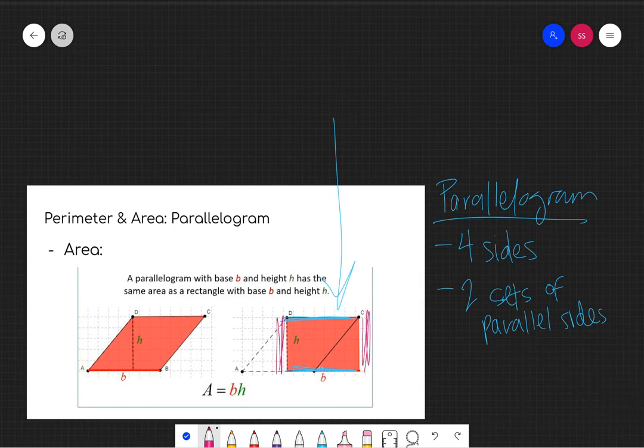Now, what do we actually mean by parallel? Parallel is essentially when you have two lines that will never intersect, and they will only never intersect if they are at the exact same angle, right? So if these lines went on forever, they would never intersect because they are parallel.